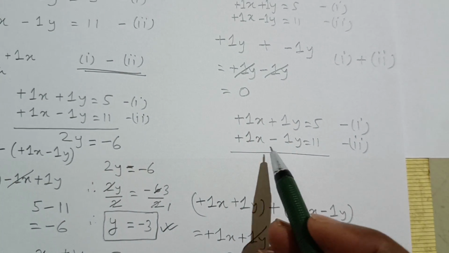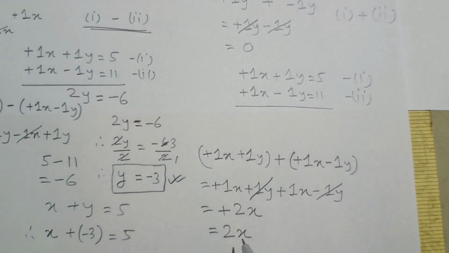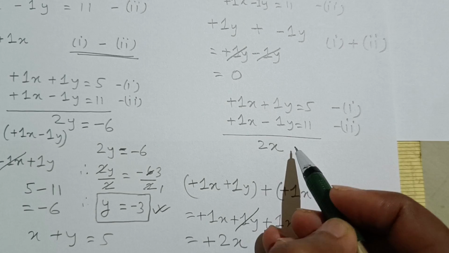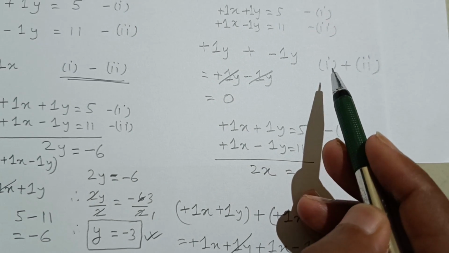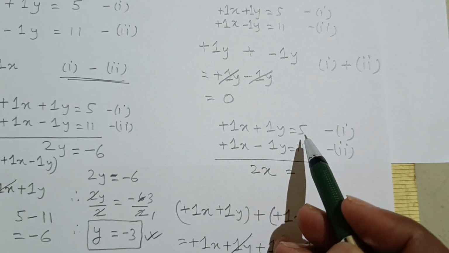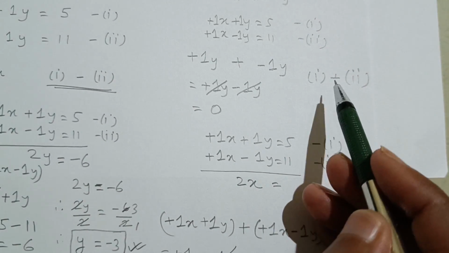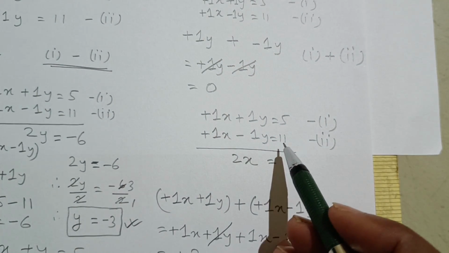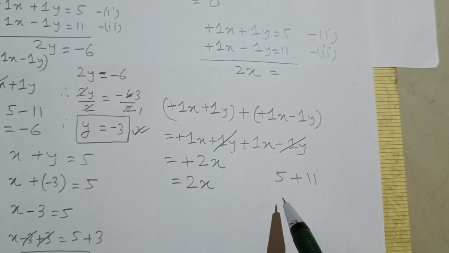So when I do equation 1 plus equation 2 on the left hand side, I am getting 2x. So 2x is equal to, now let us do the right hand side. On the right hand side, I will do equation 1 plus equation 2. So equation 1 is 5, and the right hand side of equation 2 is 11.